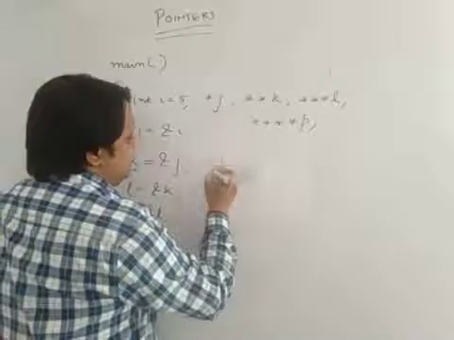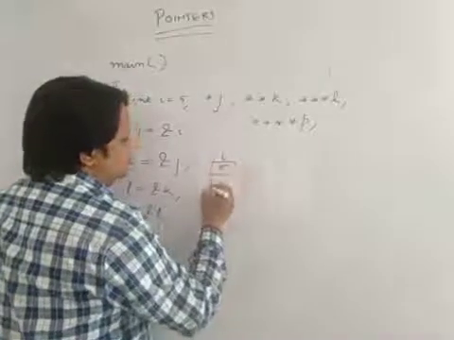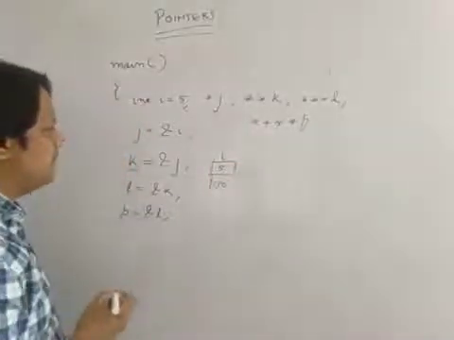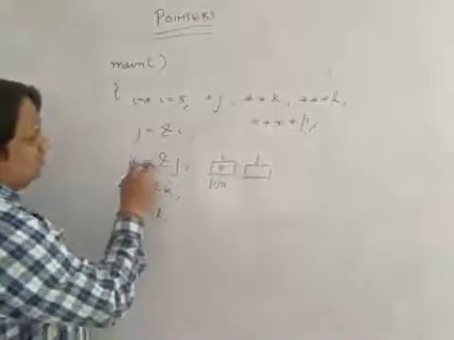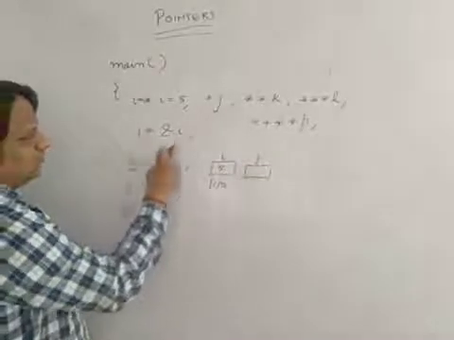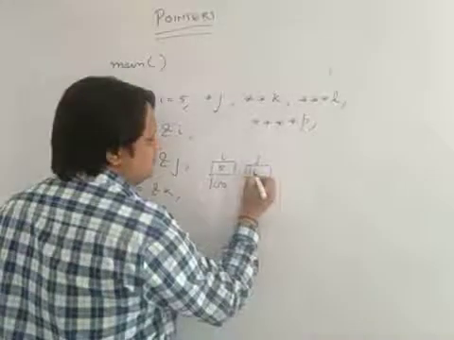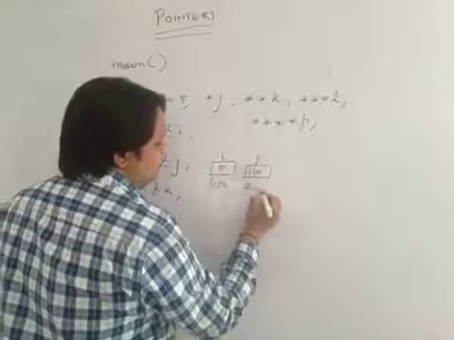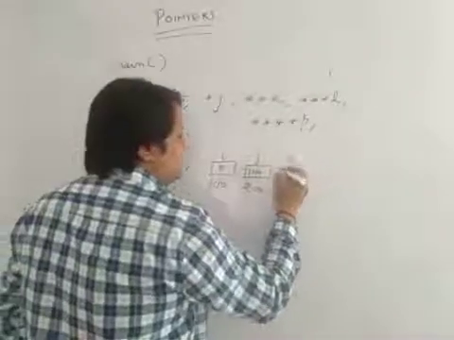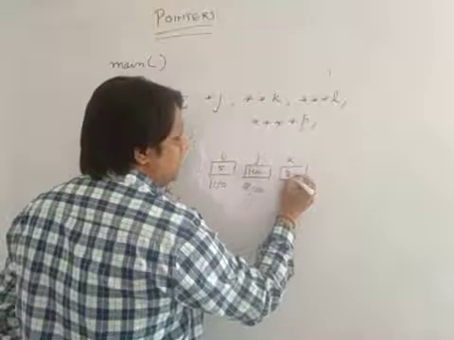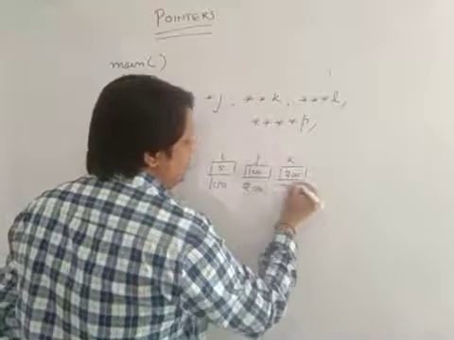Now let's suppose i is 5 and the address of this is 100, right? Now I'm taking a variable j, and j is holding the address of i, and the address of i is 100. So this is 100, and let's suppose the address of j is 200. Now k is containing the address of j, and the address of j is 200, and let's suppose the address of k is 300.